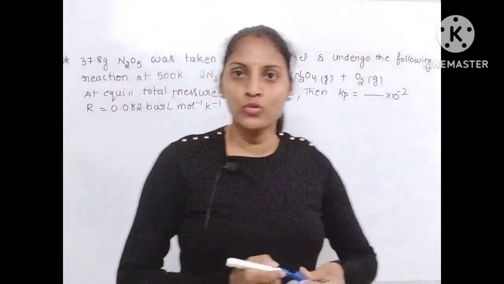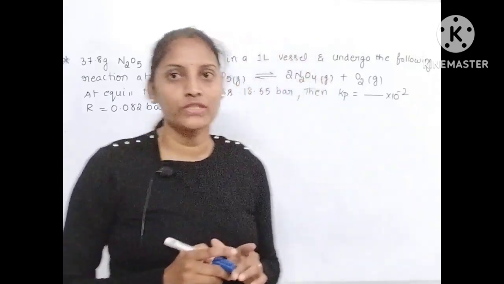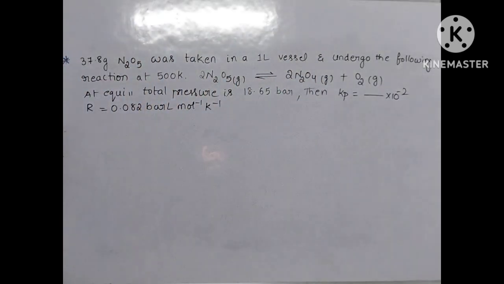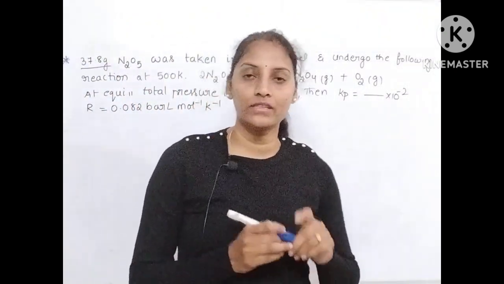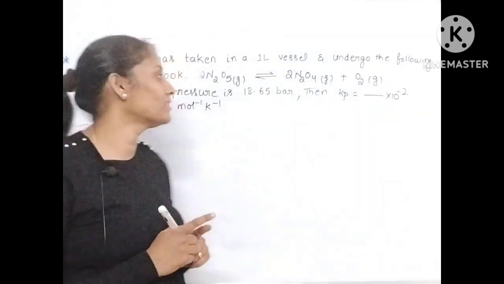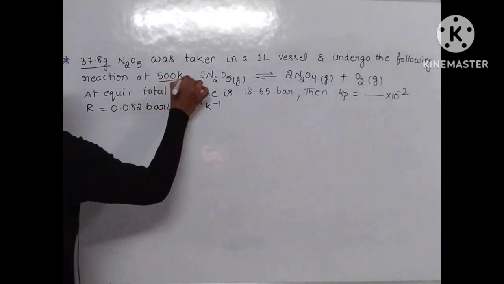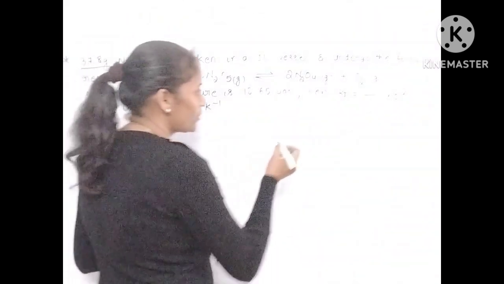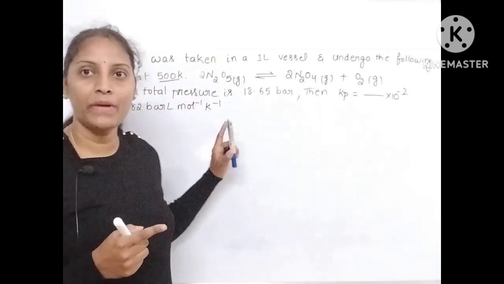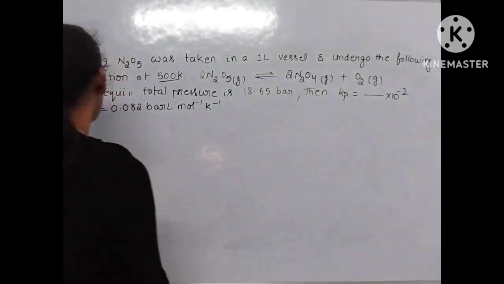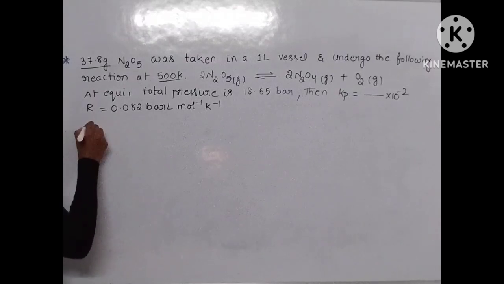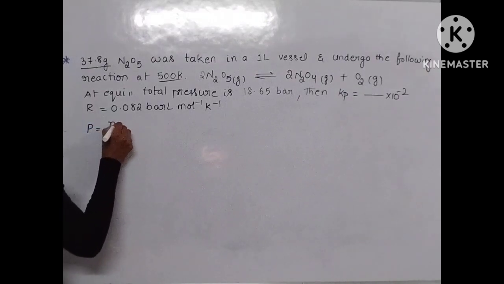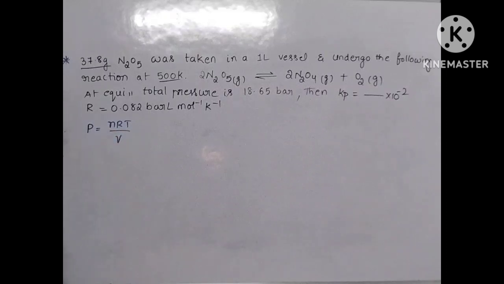This is also one of the most important questions that was asked in previous year exams. Here in this data, the given weight for N2O5 is there, and volume is there, the R value is there, and temperature is also there. So here you need to first calculate the initial pressure using the given data, with the formula P equals nRT by V.